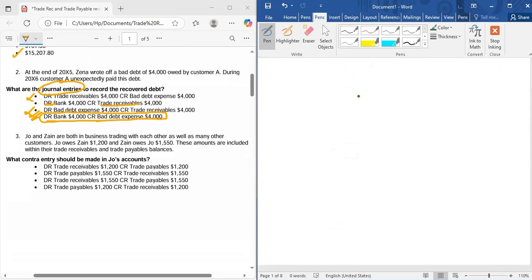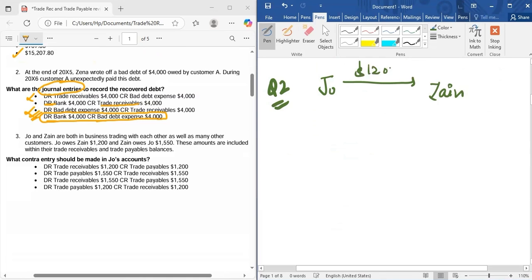Joe and Zane are both in business trading with each other as well as many other customers. Joe owes Zane $1,200. Okay, so here there are two people. One is Joe and the other is Zane. So Joe has to give Zane $1,200. Okay, and Zane has to give Joe $1,550. So they both owe each other some amount. Okay. These amounts are included within their trade receivables and trade payables.